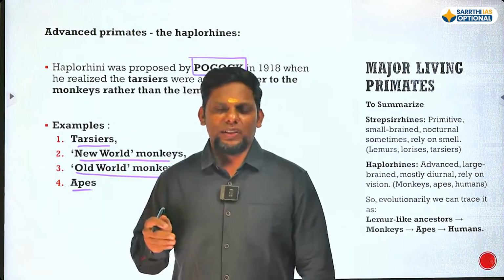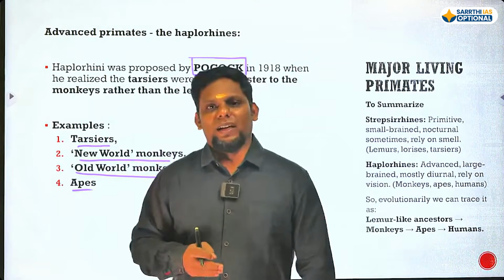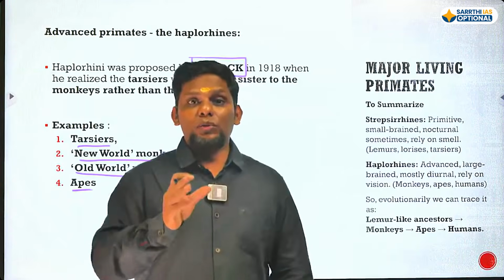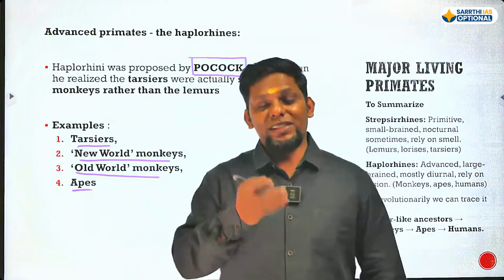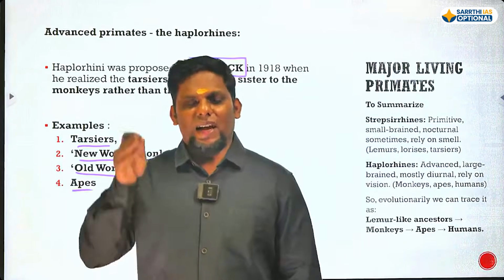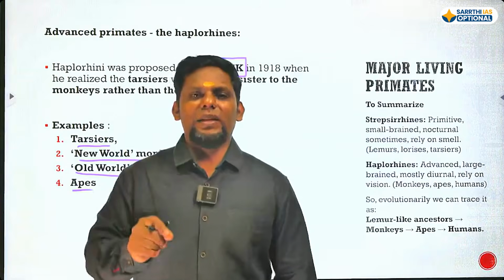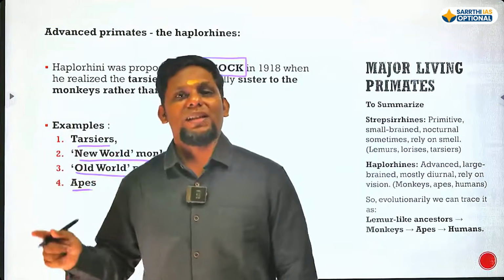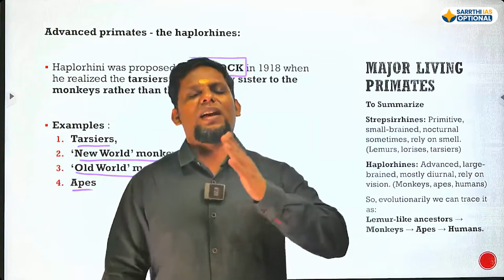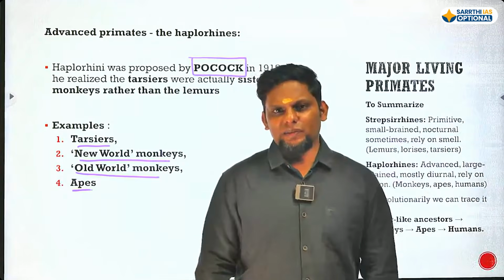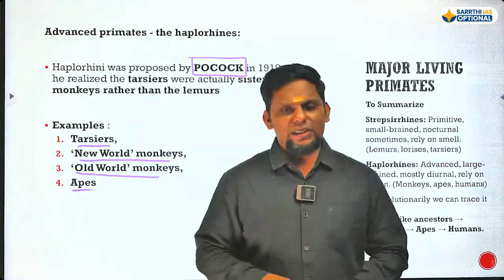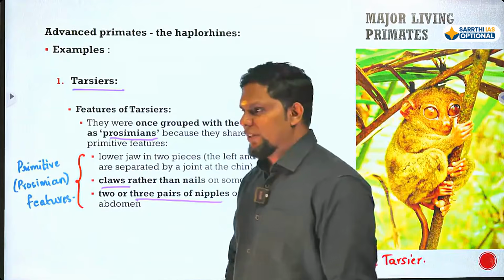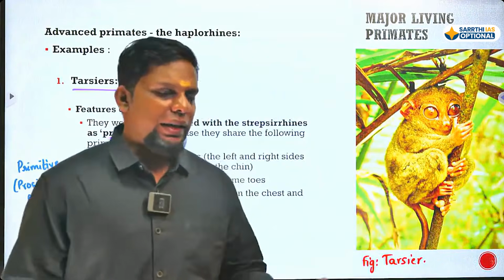Okay, so the current classification you have to understand: we don't use prosimians and anthropoids. We are basically using Strepsirhini and Haplorhini, right? And so the modern classification means in Strepsirhini you have lemurs and lorises, and in Haplorhini it is tarsiers and then monkeys and apes. Is this clear? Did everybody understand this? Tarsiers are essentially that transitional group that we're talking about between Strepsirhini and Haplorhini.